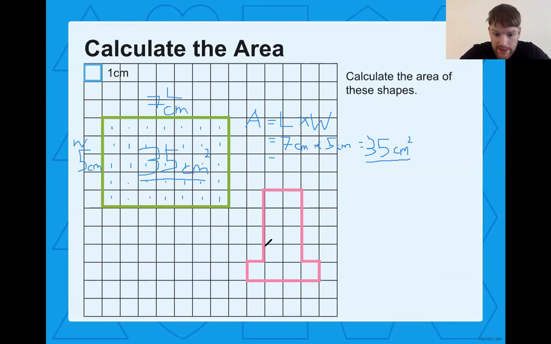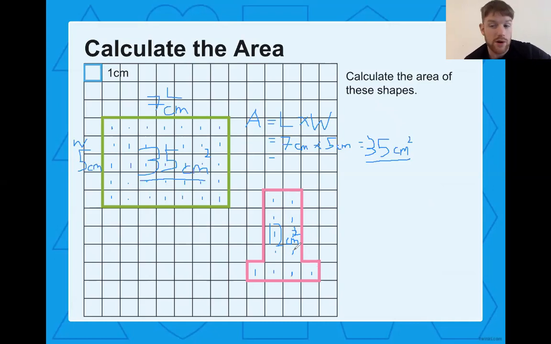Now this shape here is an irregular shape. Okay, it's not like a normal rectangle or a square. You know, it's irregular. So we can use the first method for this again. We can add up all our squares. So let's do that first. 1, 2, 3, 4, 5, 6, 7, 8, 9, 10, 11, 12. So the area of this shape should be 12 centimeters squared.